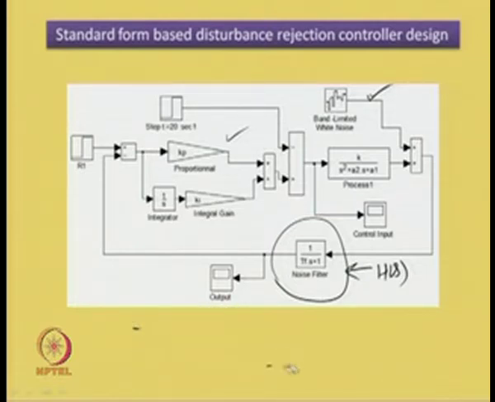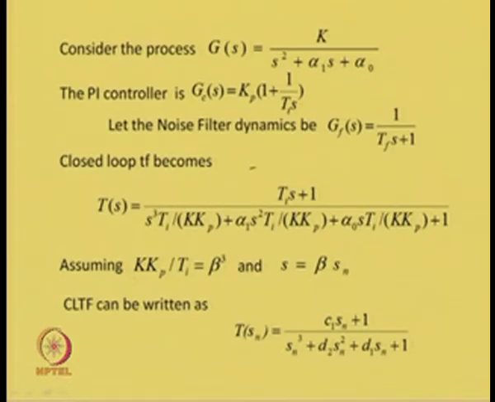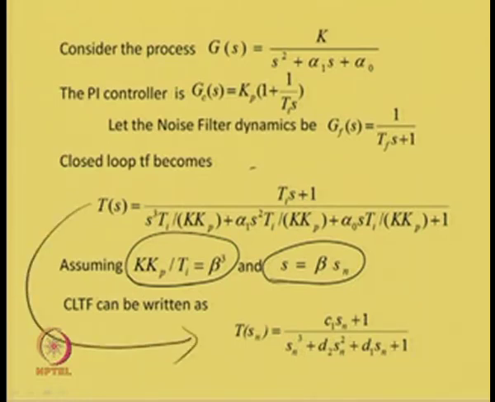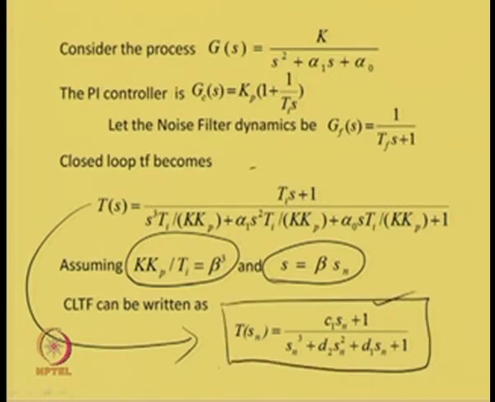So, after getting the closed loop transfer function, again making use of the approximation that k Kp / Ti is equal to β³ and s is equal to β times sn, the same closed loop transfer function can be written in the form of C1 sn + 1 in the numerator, having a denominator of sn³ + d2 sn² + d1 sn + 1. Thus, we get a standard third order transfer function with the coefficients C1, d2 and d1.